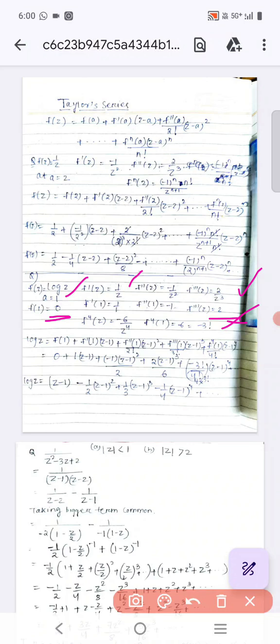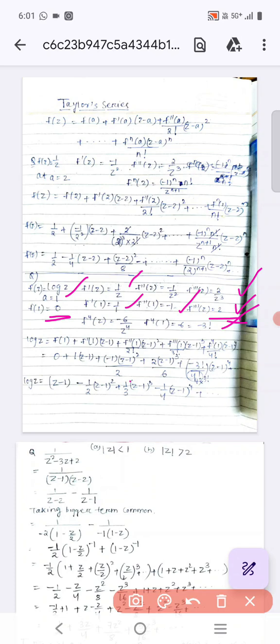Then take another question. 1 by z square minus 3z plus 2, and the question is given that z is less than 1 in the first question. Second question, z is greater than 2.